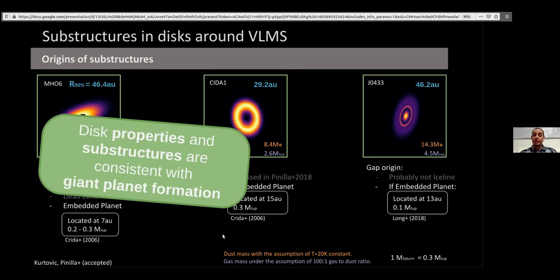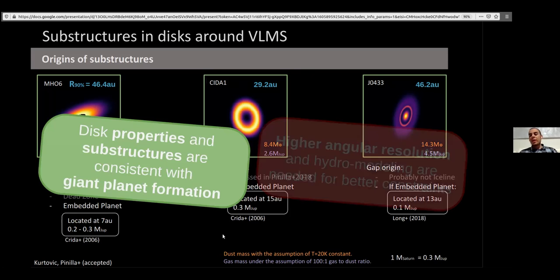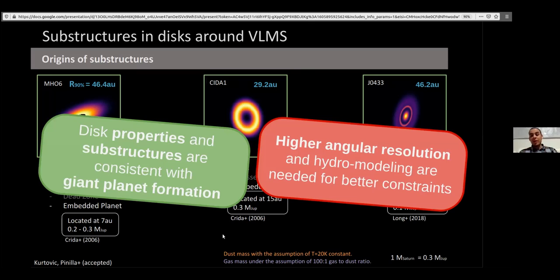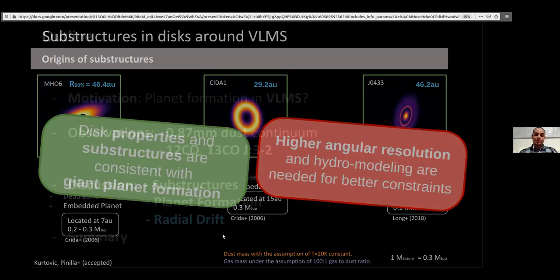So very important in here is that from the observations that we got, we find that the substructures are consistent with giant planet formation. It doesn't mean that there is a giant planet in there, because we are just assuming too many things. So we need higher angular resolution and proper hydro modeling to really get better constraints. But at least giant planet formation is still allowed from our observations.